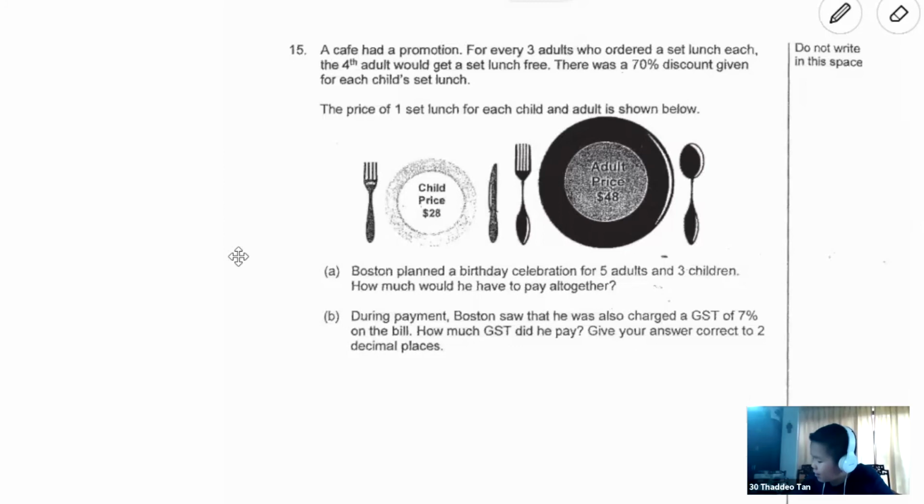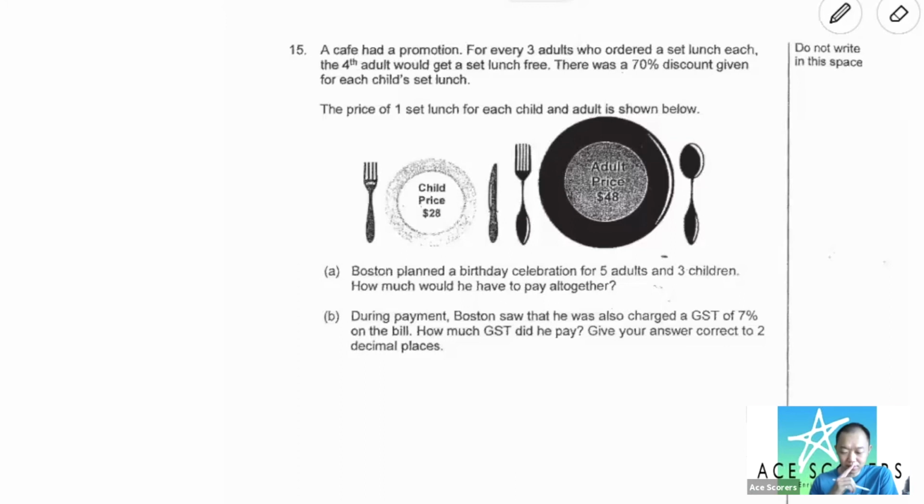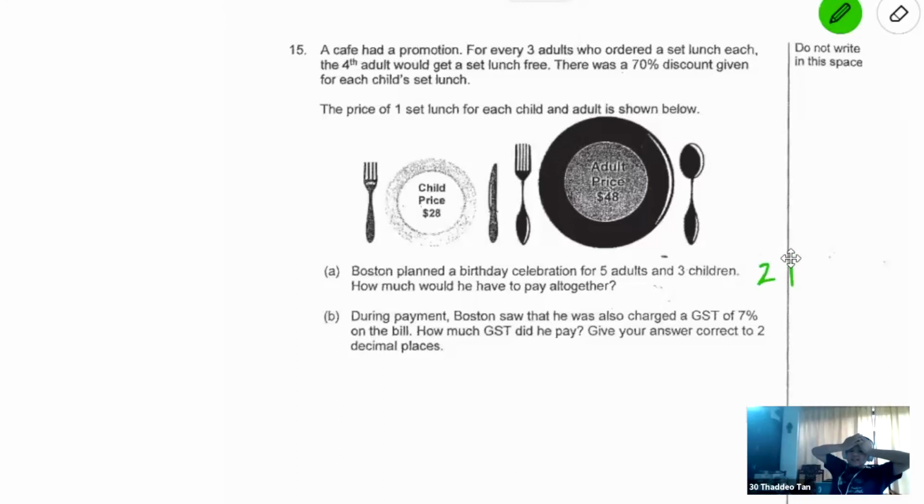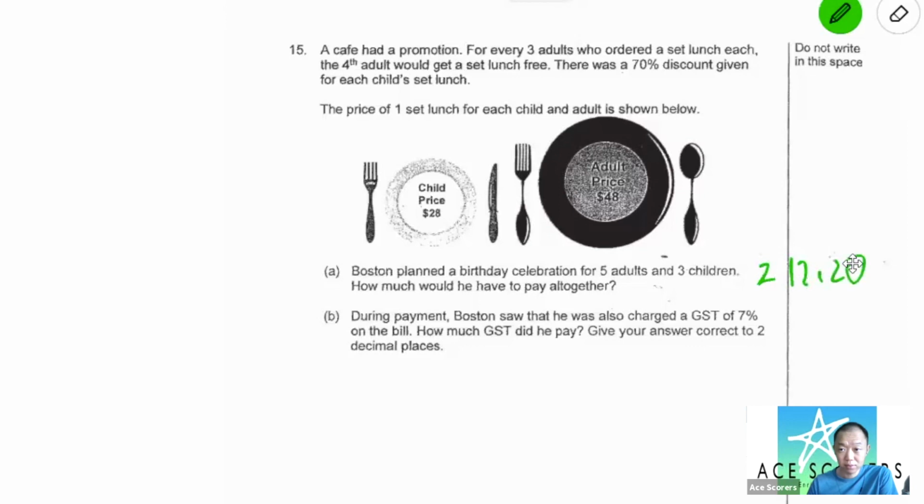Oh, wait, let me tell you. A is $324. B is $346.68. No, A is 217.2. Yeah, 217.2. Second one, GST, $15.20. Oh, you see, you got the difficult question correct, get the easy one wrong.